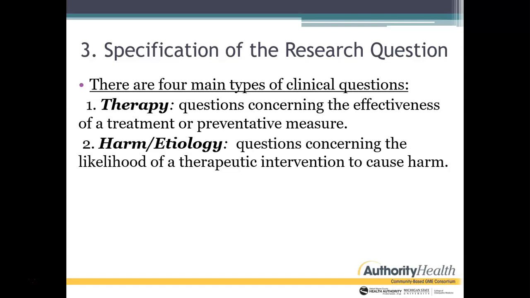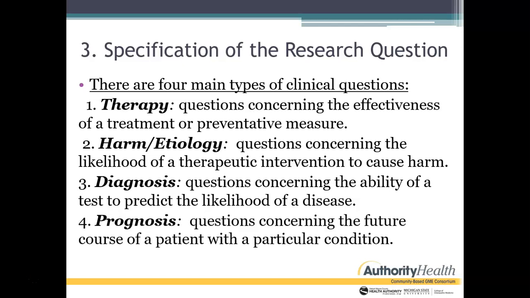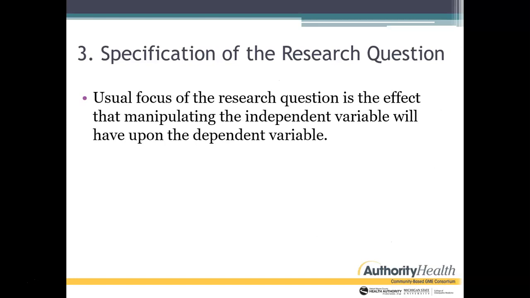Next, we have the harm and etiology type questions, which are questions concerning the likelihood of a therapeutic intervention to cause harm. Diagnosis questions concern the ability of a test to predict the likelihood of a disease, so how well does it diagnose? And then prognosis type questions concern the future course of a patient with a particular condition. So these are the 4 general types.